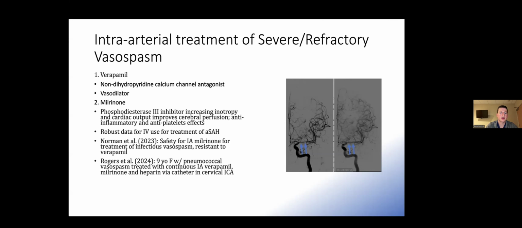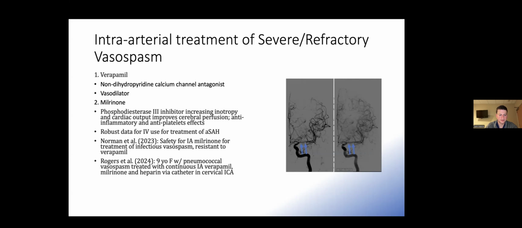This is a phosphodiesterase 3 inhibitor that increases cardiac output, which improves cerebral perfusion. In pulmonology studies, it's also been shown to have an anti-inflammatory as well as an antiplatelet effect that certainly has a benefit when thinking about the treatment of thrombotic complications of microvascular disease. There's robust data for the use of IV milrinone in the treatment of aneurysmal subarachnoid hemorrhage while in the ICU.